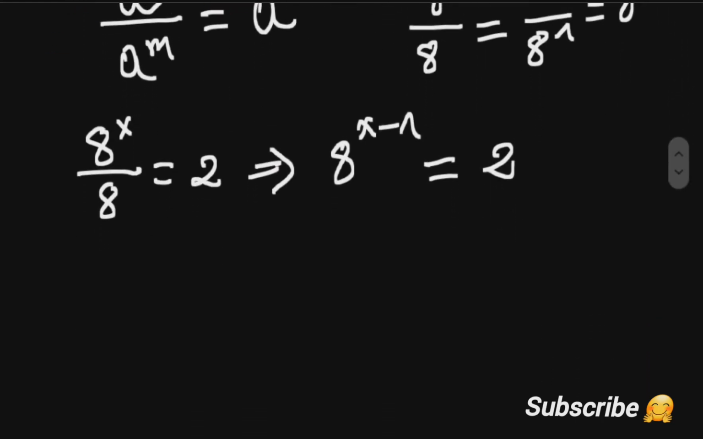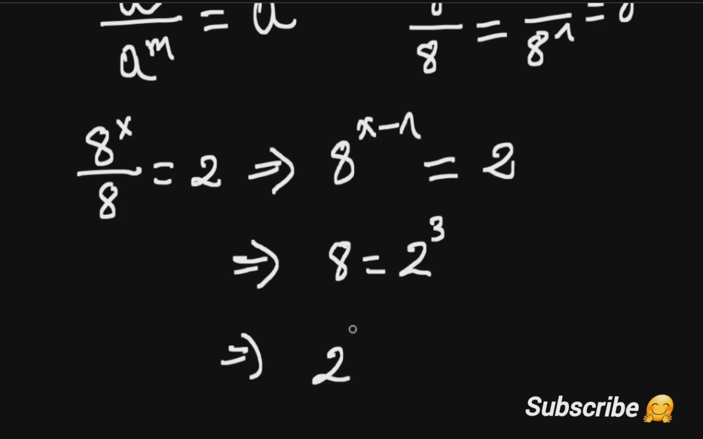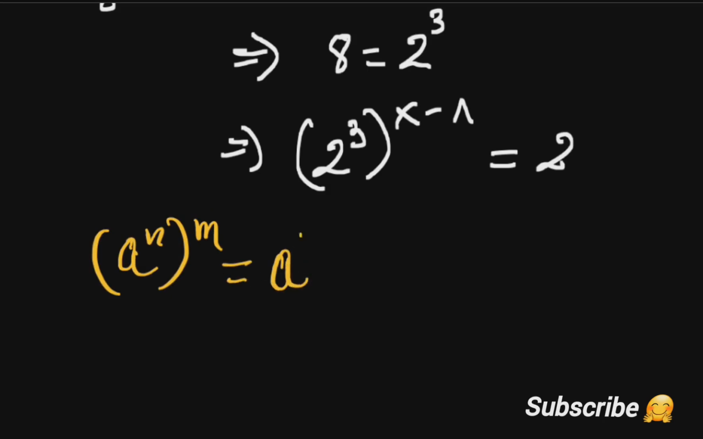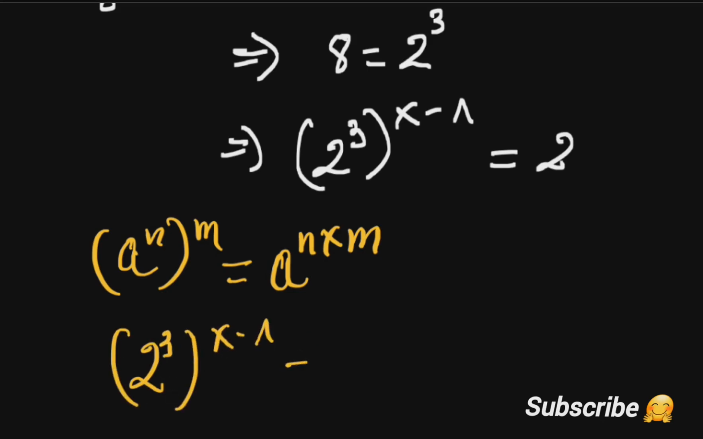Okay, at this level, we know that 8 is equal to 2 cubed. This means I'll have 2 cubed, all this to the power x minus 1 will be equal to 2. Okay, we know that if you have a to the power n, all this to the power of m, this is equal to a to the power n times m. That is 2 to the power 3, all this to the power x minus 1 is equal to 2 to the power 3x minus 3.